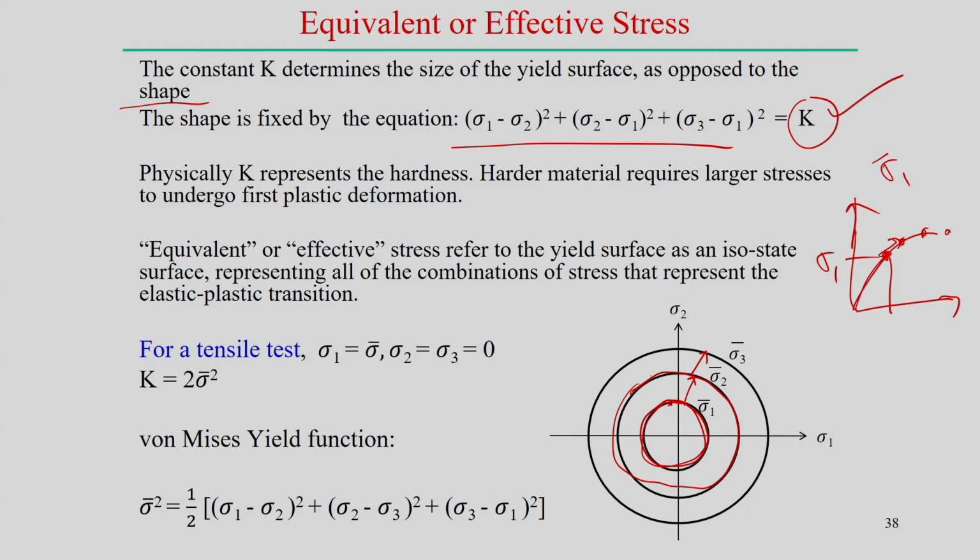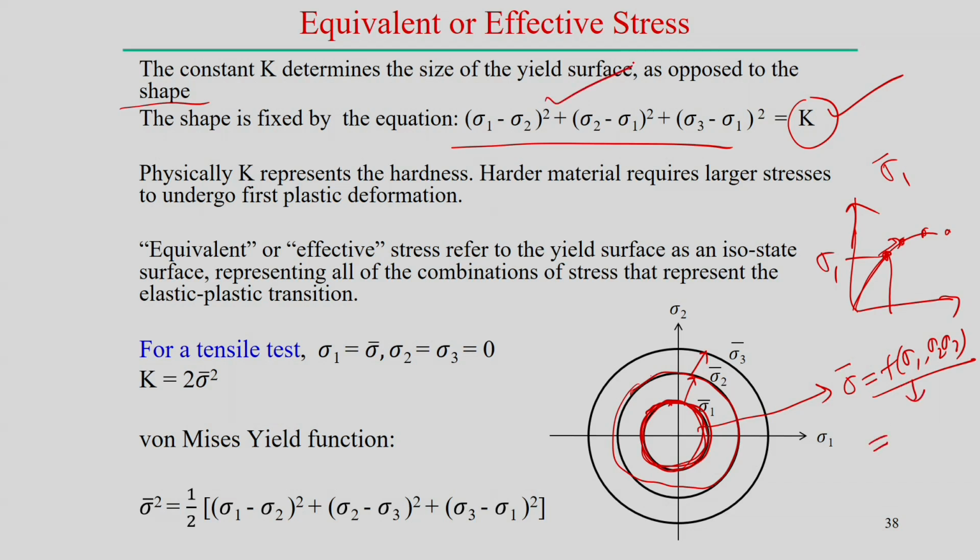So, equivalent or effective stress refers to the yield surface as an isostress surface representing all the combinations of the state that represent the elastoplastic transition. This is the isostress surface. Now, this represents the equivalent stress value. So, we can say this is a single numerical value, but that single numerical value is a function of sigma 1, sigma 2 and sigma 3, but if we follow the von Mises yield surface condition, then it has the functional form of this one.